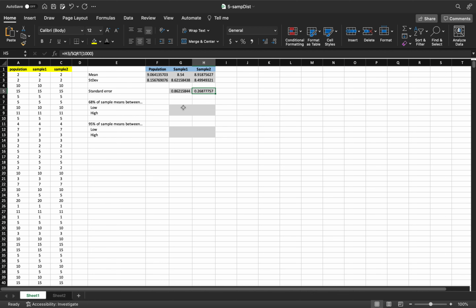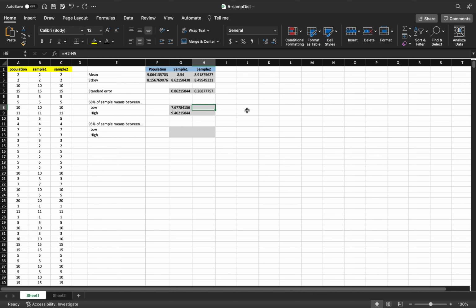Now, what we can also do is find how many of our sample means fall between a high and a low interval in our data. And what we do for that is we take the mean minus the standard error. And that'll give us our low interval. And what we do is we take the mean plus the standard error to find our high interval. And for sample 1, we can say that 68% of our sample means will fall between 7.68 and 9.4.